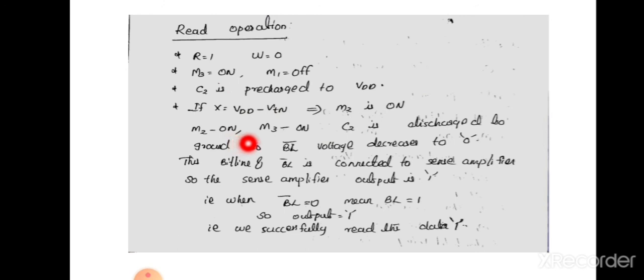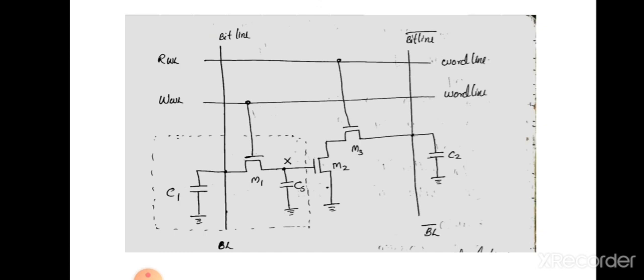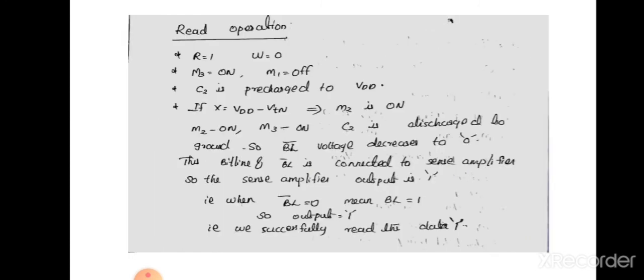Whenever M2 is on and M3 is also on because r equal to 1, what will happen to C2? M2 is on, M3 is on, x is a high value, so C2 will be discharged to the ground through this path. C2 will be discharged to the ground.